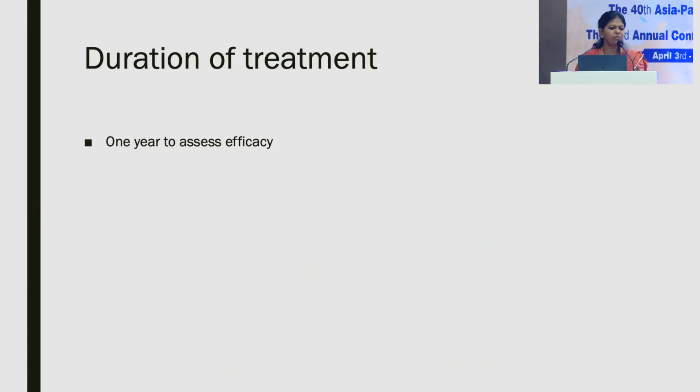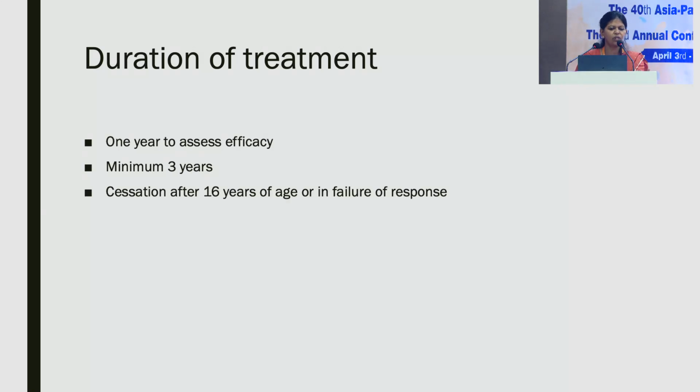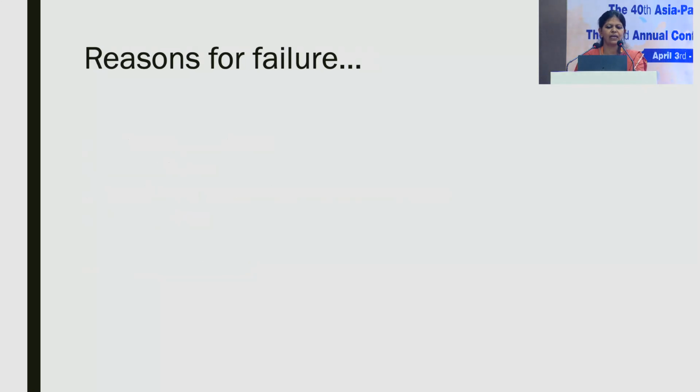On the duration of treatment, like I said, there is no consensus on how long to do it. But give 1 year to assess efficacy, to know whether the myopia control measure is actually working, and a minimum of 3 years on whatever treatment you have started before you decide to continue if it is responding or discontinue if it is not responding. Cessation is after 16 years or if there is failure to respond, with tapering if LDA is used, because there can be a rebound even with very mild LDA. So like I said, there are no clear guidelines yet.